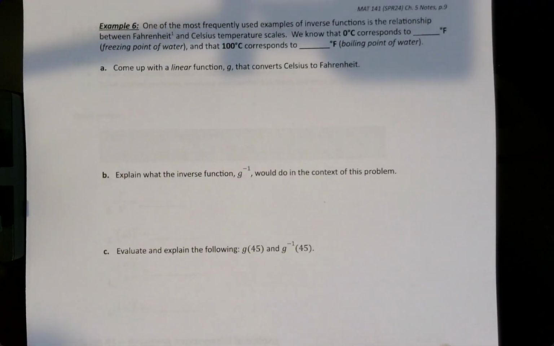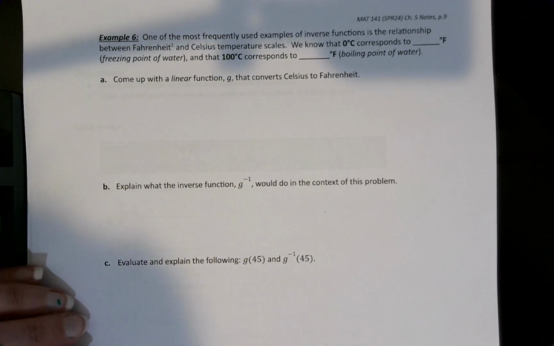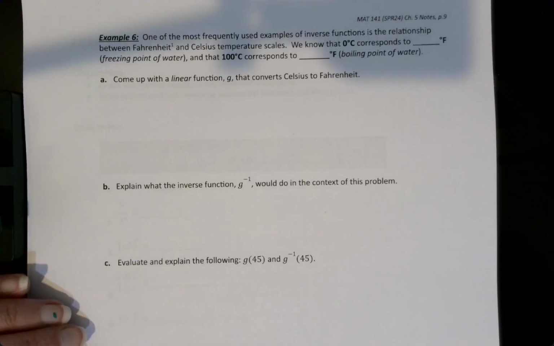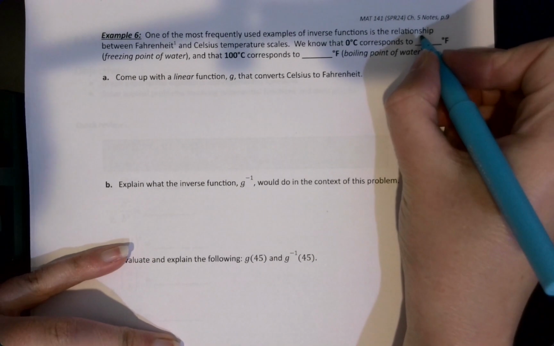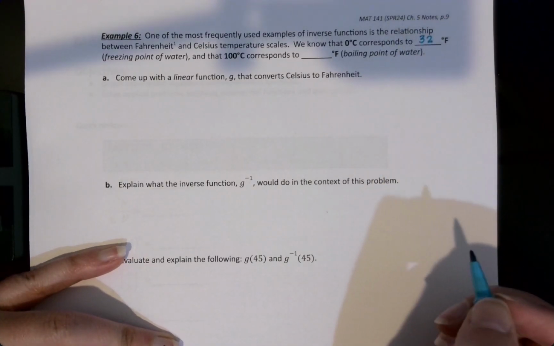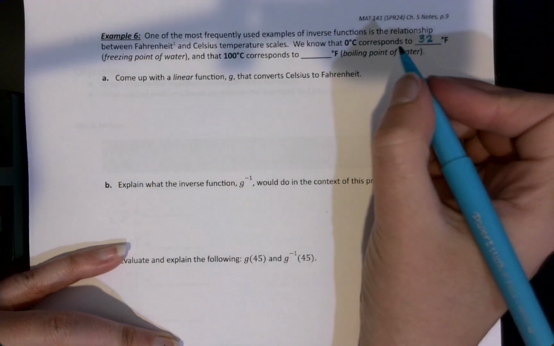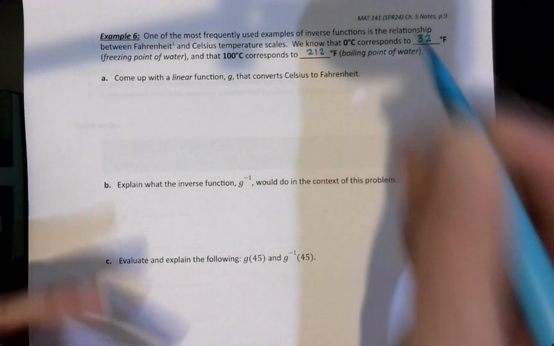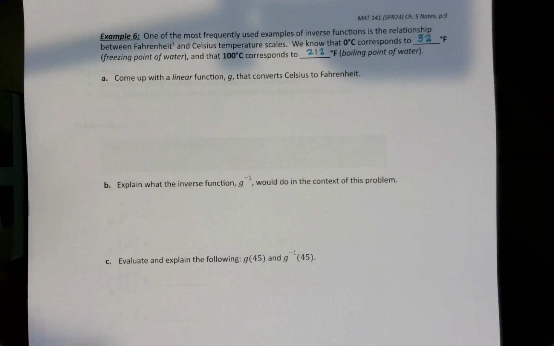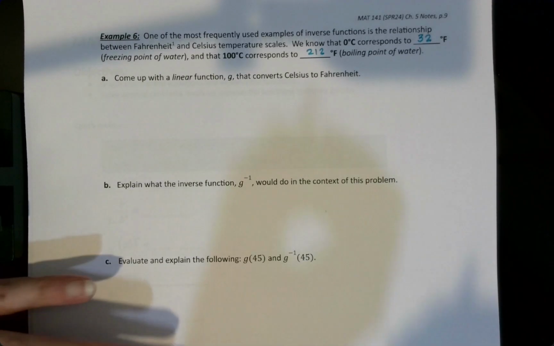All right, last page here. One of the most frequently used examples of inverse functions is the relationship between Fahrenheit and Celsius temperature scales. We know that 0 degrees Celsius corresponds to 32 degrees Fahrenheit, the freezing point of water, and that 100 Celsius corresponds to 212 degrees Fahrenheit, the boiling point of water. Come up with a linear function g that converts Celsius to Fahrenheit.